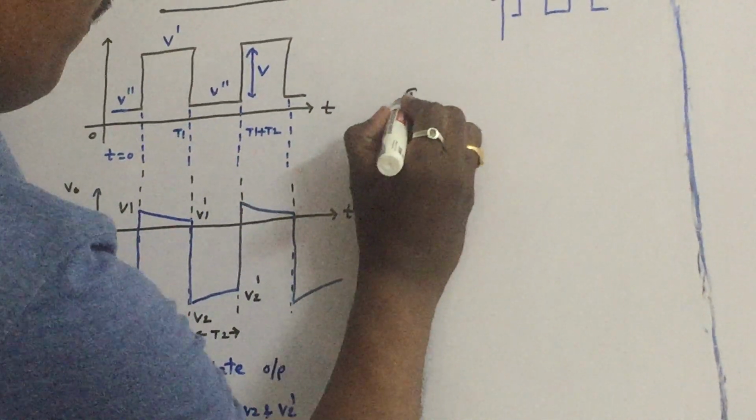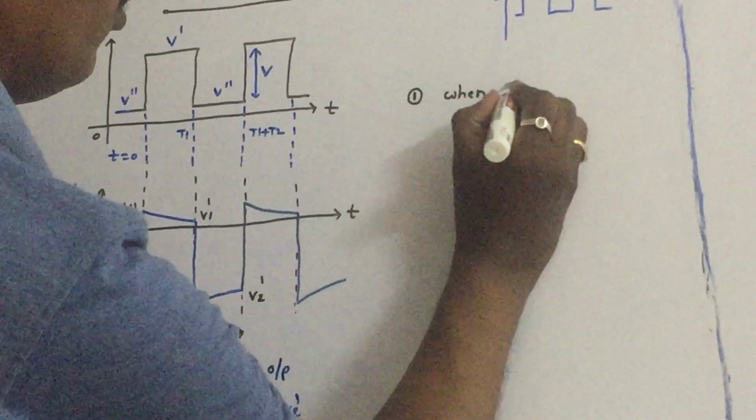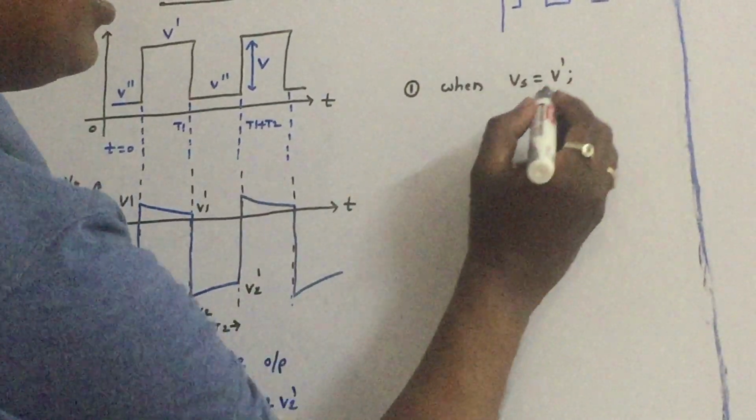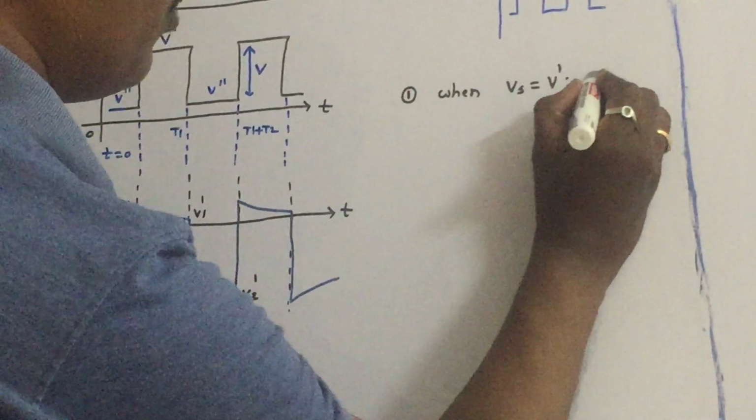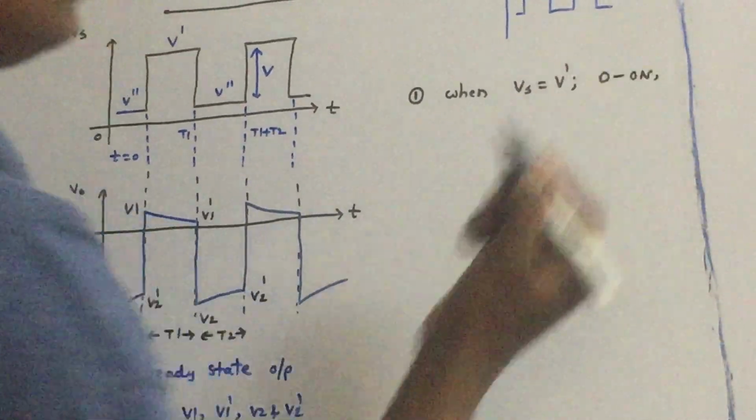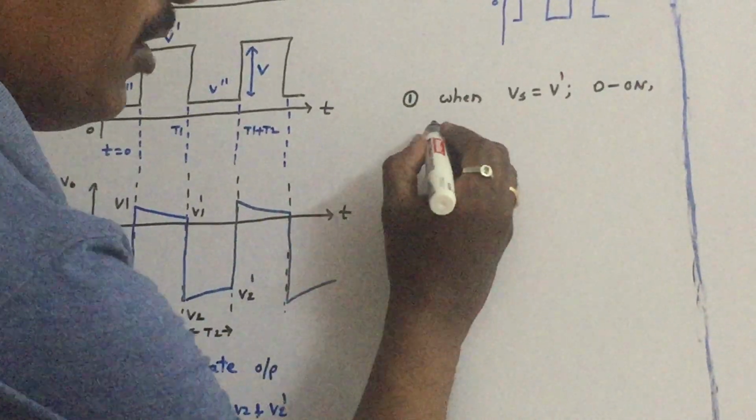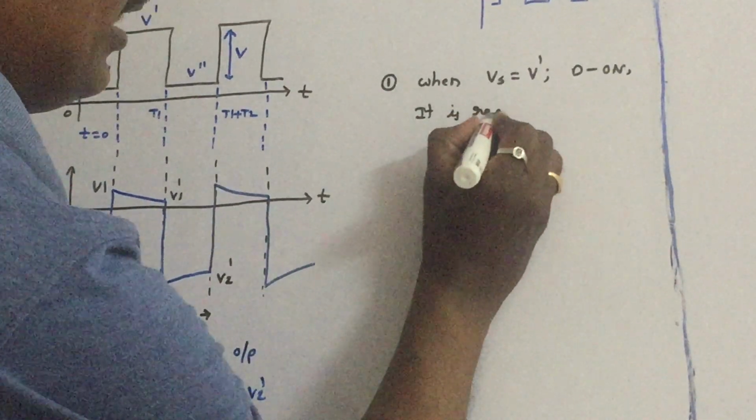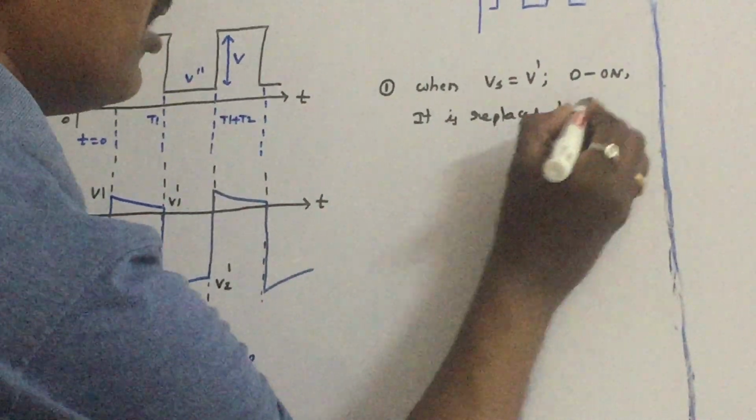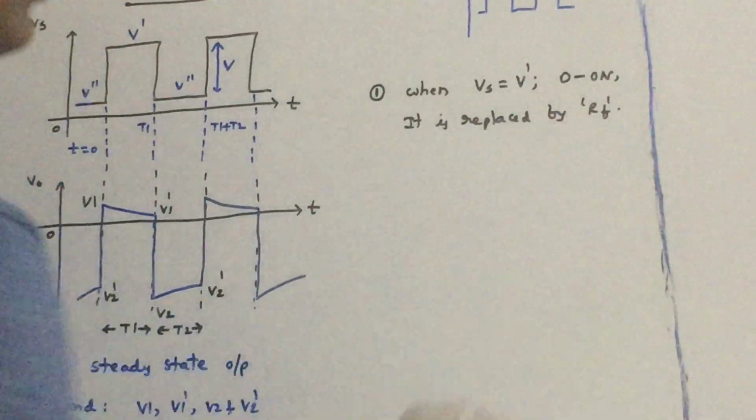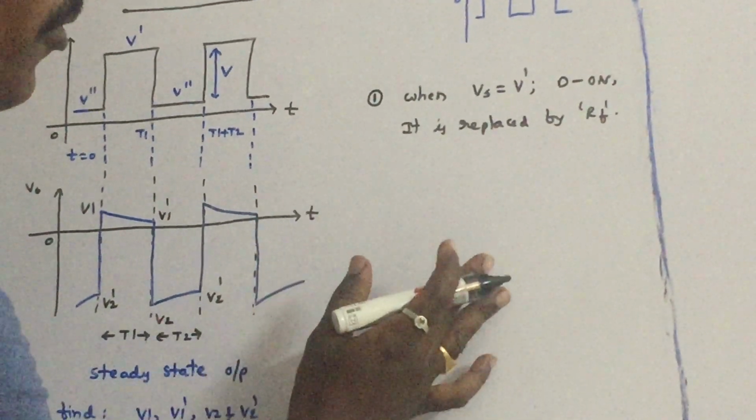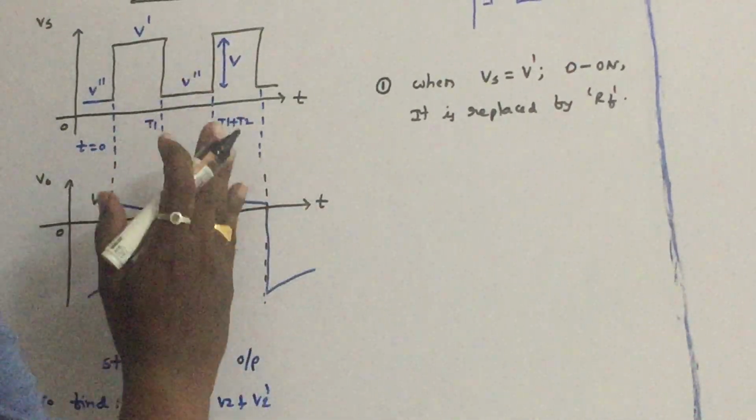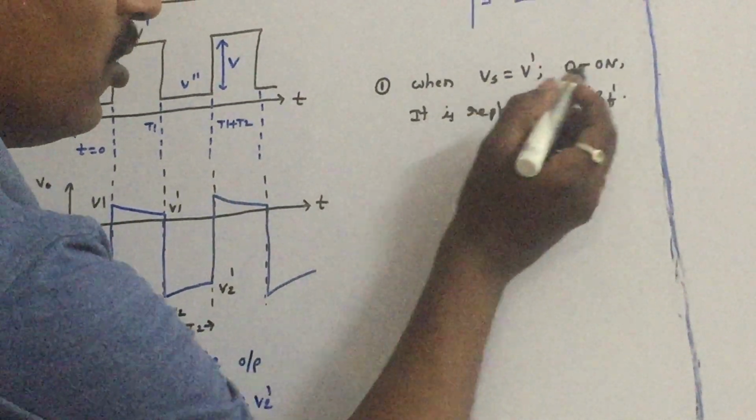Case number 1: when Vs is equal to V dash, that means when the input is at high condition, what is the status of the diode? The diode D is in on condition, as you know that when the input is high, the diode is in on condition. So the diode is replaced by its forward resistance RF. Another very important point in these circuits is that when the diode is in on condition, the capacitor charges; when the diode is in off condition, the capacitor discharges. These are the fundamental operations. So the diode is in on condition.